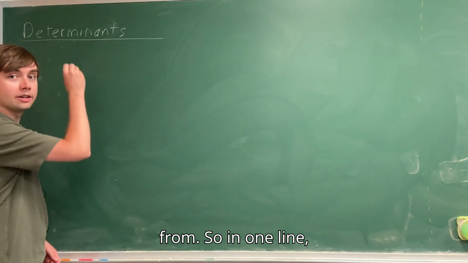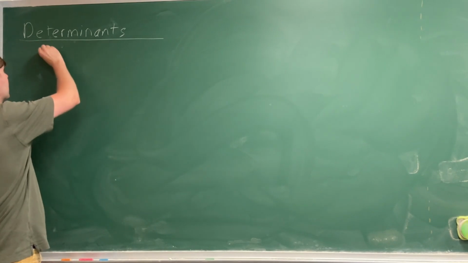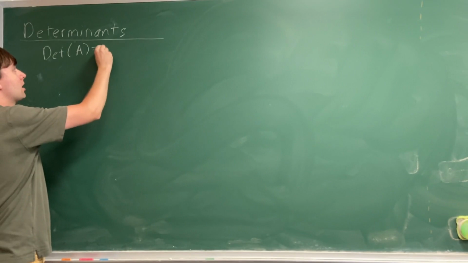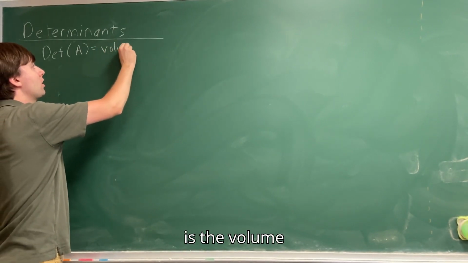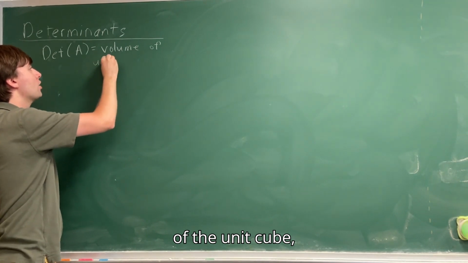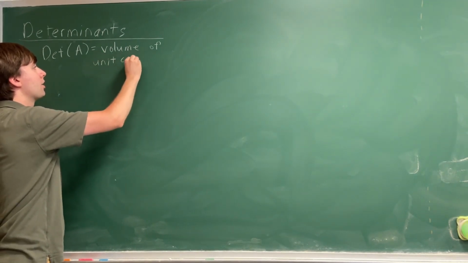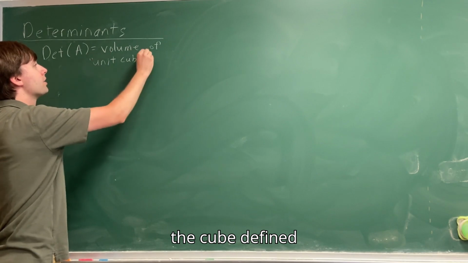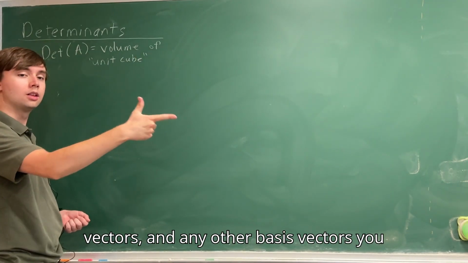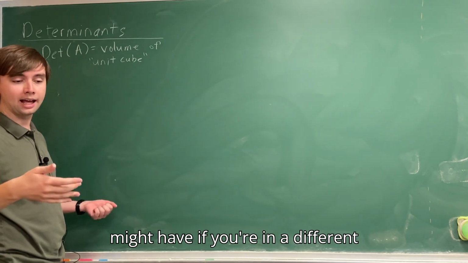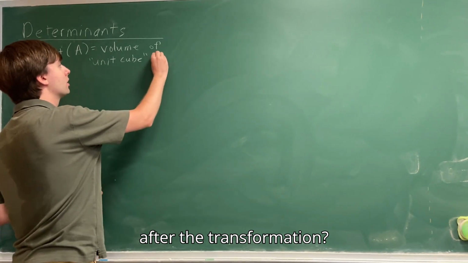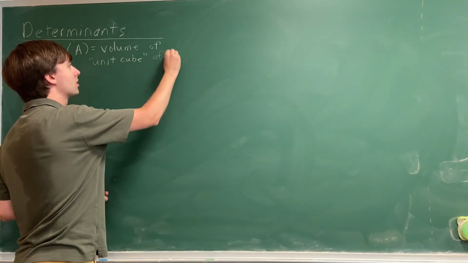So in one line, the determinant of some linear operator A is the volume of the unit cube, the cube defined by your x, y, and z basis vectors, and any other basis vectors you might have if you're in a different space, what happens to those after the transformation.